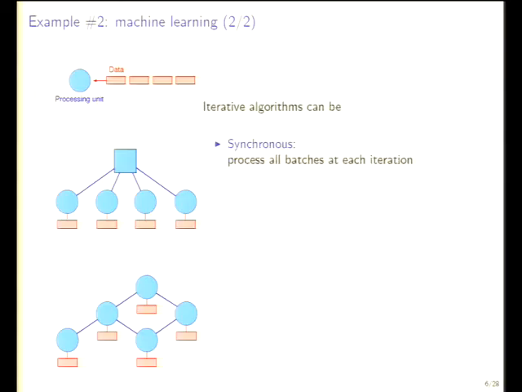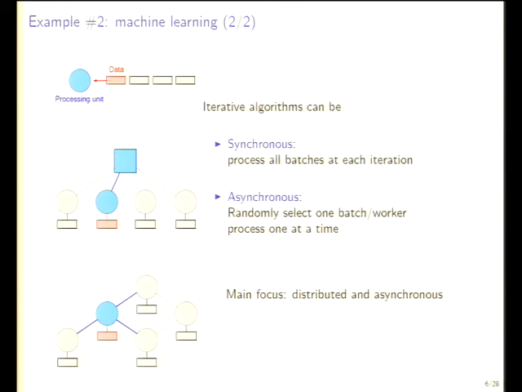Another question is, how do we implement the optimization algorithm? The algorithm can either be synchronous or asynchronous. By synchronous, I mean that all batches are processed simultaneously during one iteration. By asynchronous, I mean that we will randomly select one batch at each iteration and process only one batch at a time. And the main focus of this talk will be about distributed and asynchronous algorithms.